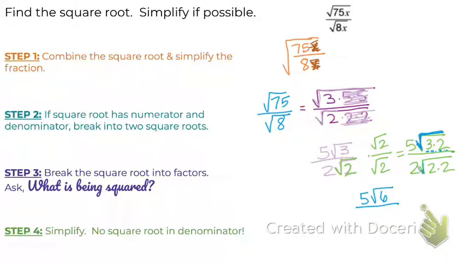In our denominator, what's being squared? Well, 2 times 2 is 2 squared. So 2 is being squared. So we can bring a 2 out. So in our denominator, we just have a 4. And this will be our final answer.